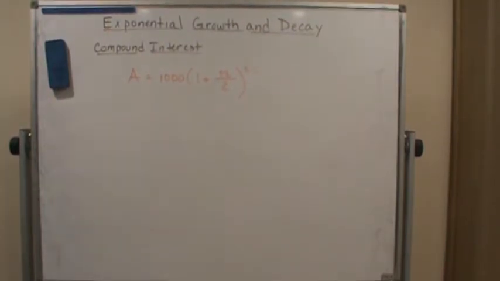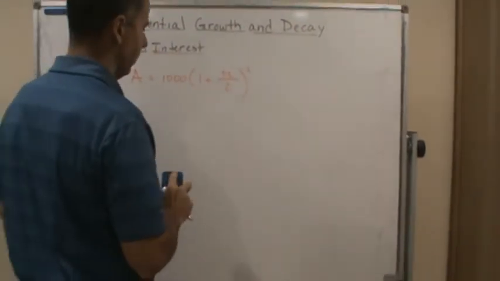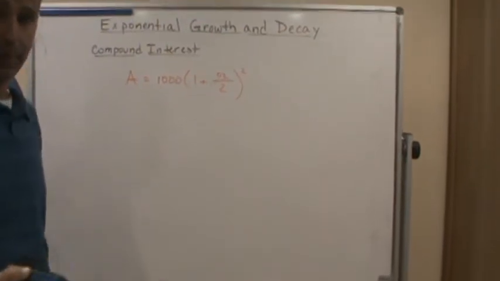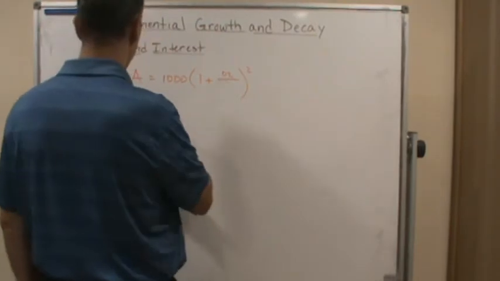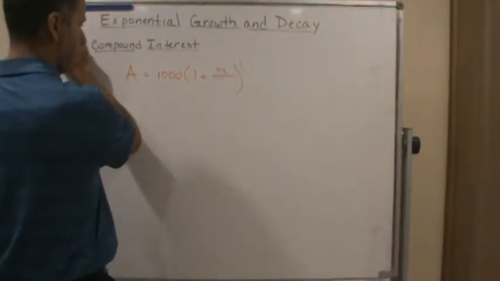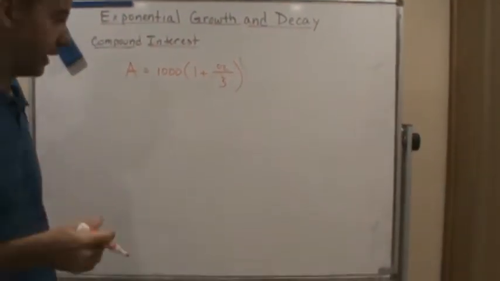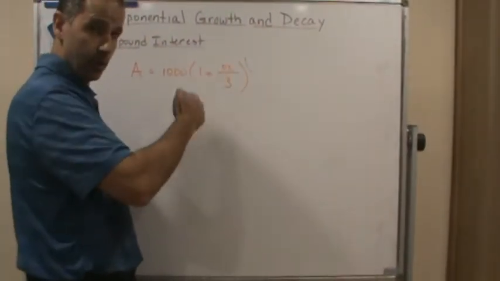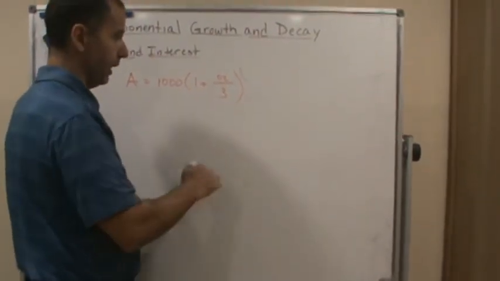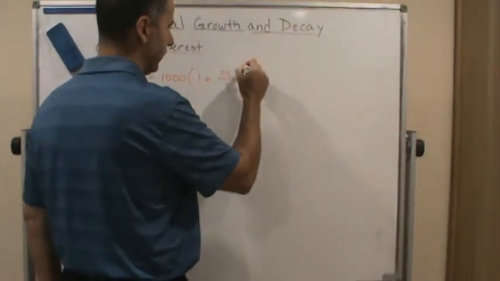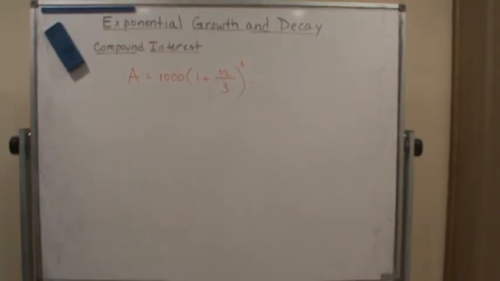What if it was compounded every 4 months? Then how many compounds in the year would there be? There'd be 3. So they would divide the annual percentage over every 4 months, and there'd be 3 compounds. So we do it 3 times.